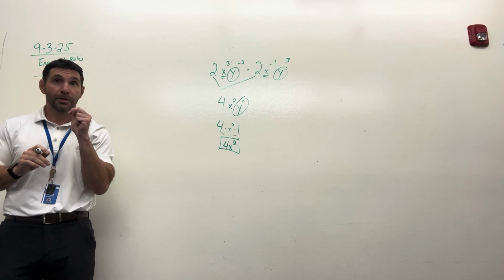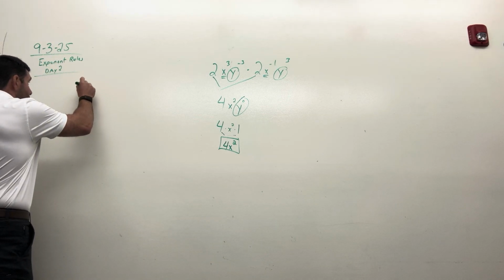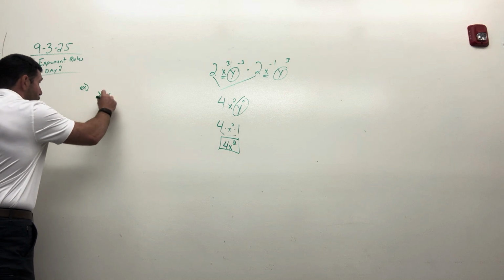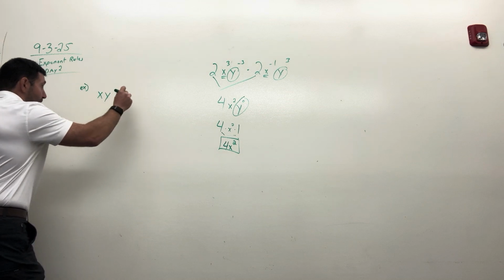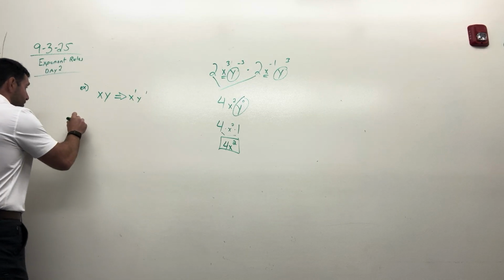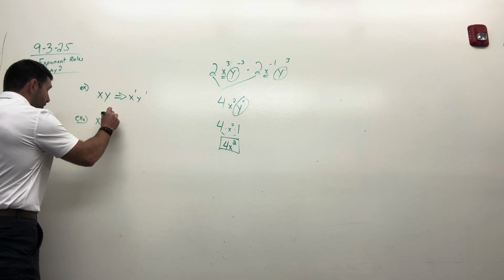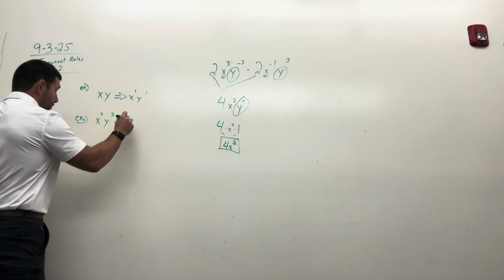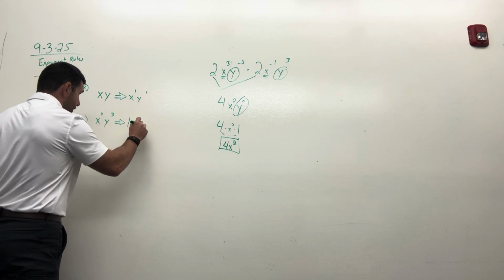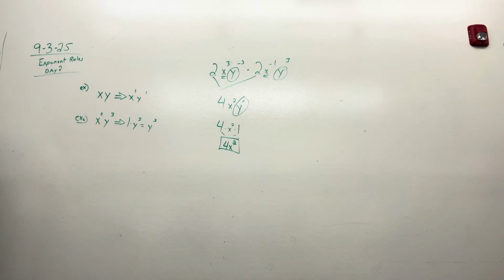Okay? So right now we have two different rules. If I have xy, that really means x to the 1st, y to the 1st. If we have x to the 0, y to the 3rd, that means 1 times y to the 3rd, which is just y to the 3rd. Those are two of the rules.